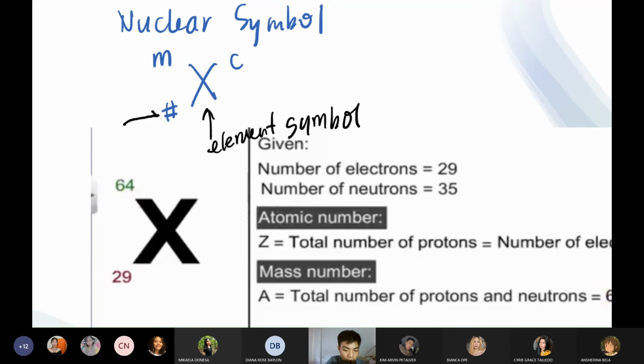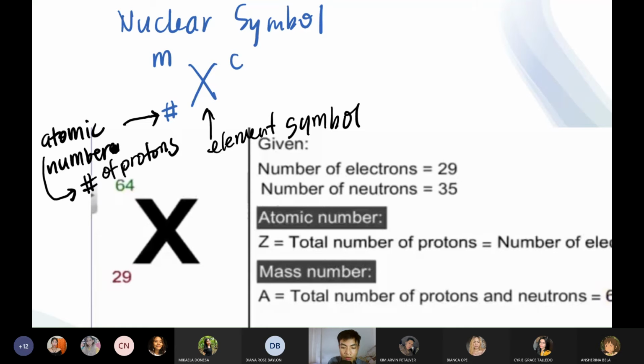This number at the bottom, at the lower left, is called the atomic number. I used a number sign so it's easier for you to remember. Again, the number at the bottom left is the atomic number. So what does the atomic number represent? The atomic number represents the number of protons of your atom. It tells you about the number of protons of your atom.